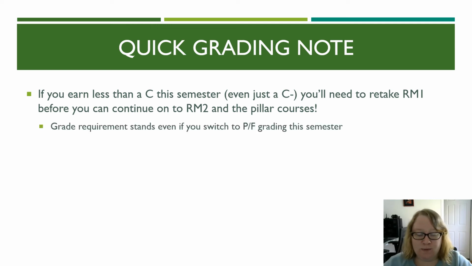The thing I want to mention specifically for this semester is that this grade requirement of C or better still stands right now. So even if you switch to pass-fail grading in this semester, you still have to get that C or better in order to continue on, in order to meet this course requirement. So say you get a C minus in the course and you switch it to a pass grade, you could do that, but it's not going to fulfill the requirement for you to continue on to Methods 2 and the pillar courses.